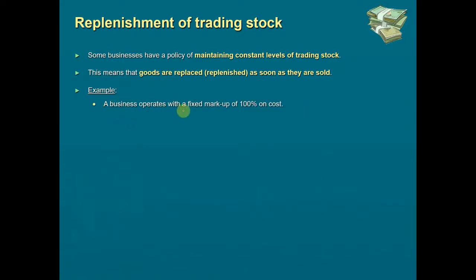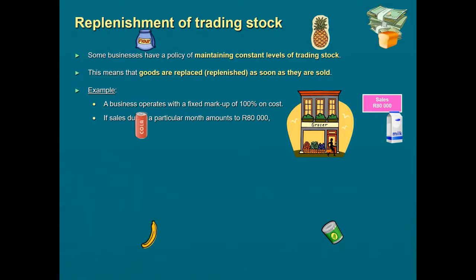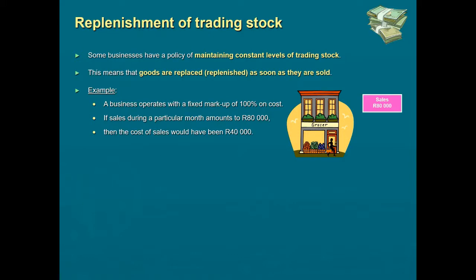For example, a business operates with a fixed markup of 100% on cost. If sales during a particular month amount to 80,000 Rand, then the cost of sales would have been 40,000 Rand. If we take the 40,000 and double it, we will get to 80,000. That's why it's 100% markup.